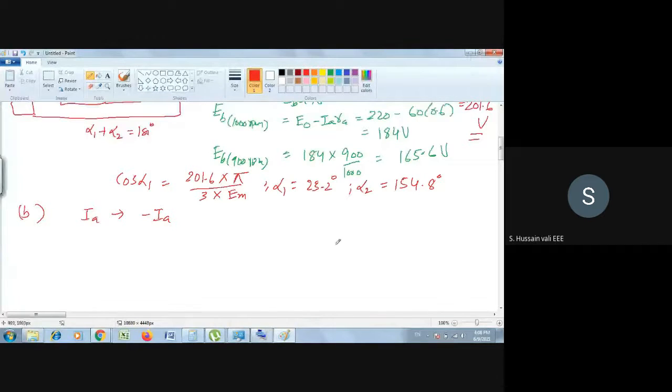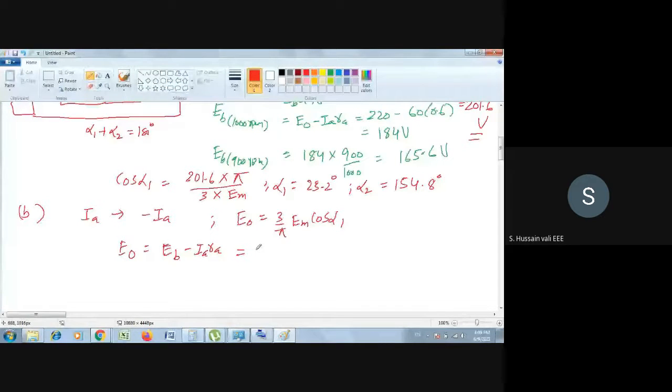So the equation E naught equals (3/pi) into EM cos alpha 1 remains the same. Now E naught is equal to EB, this time minus IA RA. Earlier it was plus IA RA, now it is minus IA RA. What is the reason? Because IA is replaced with minus IA. Then what is EB? I hope you got it already. We'll write that EB.